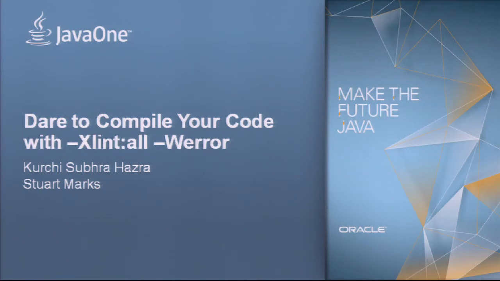How many of y'all have an idea about -Xlint all, -W error on the slide? Okay, some of you don't. Perfect audience. So -Xlint all is an option that you send to the Javac compiler to ask it to let you know of any warnings that your code has. And -W error tells the compiler that if there's any warning, flag it as an error and don't compile my code. Given that, how many of you will be ready to take up this challenge?